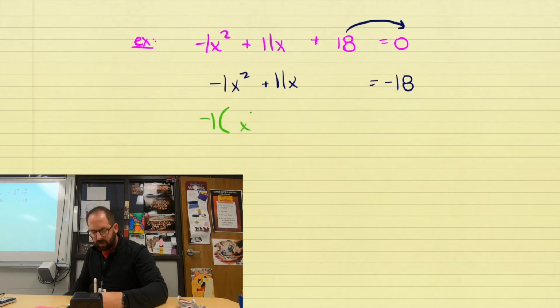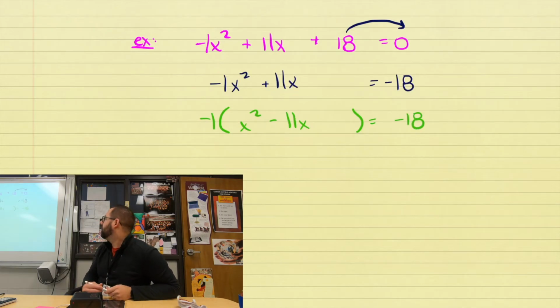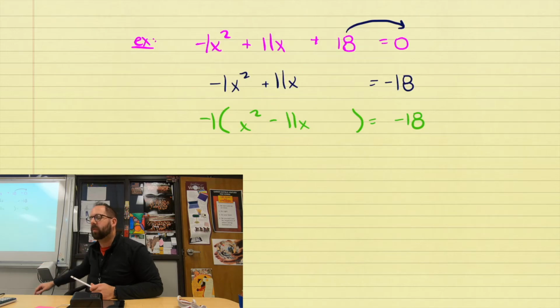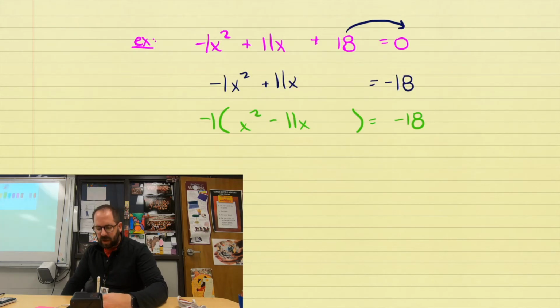So if I divide both numbers by negative 1, here's what I have. Right, dividing that negative 1 out. So it turned out to be a positive x squared and a negative 11x because I divided the negative 1 out. The 18 on the other side, it's not even on the left, so I don't even worry about it. It just stays on the other side of the equal sign. I'm not even affecting it. All right, questions up to this point?